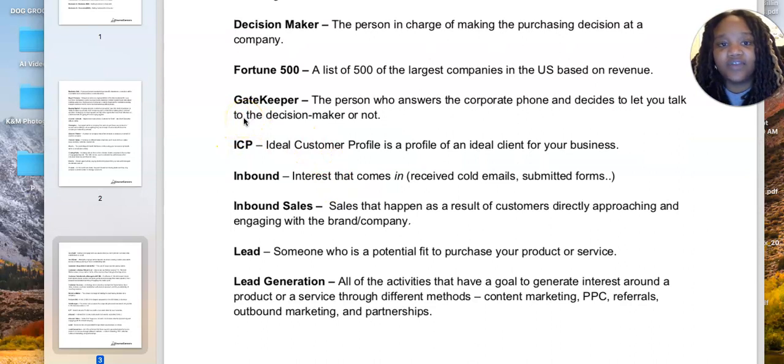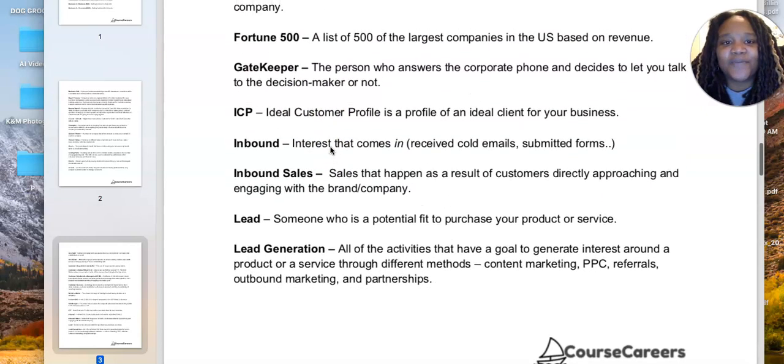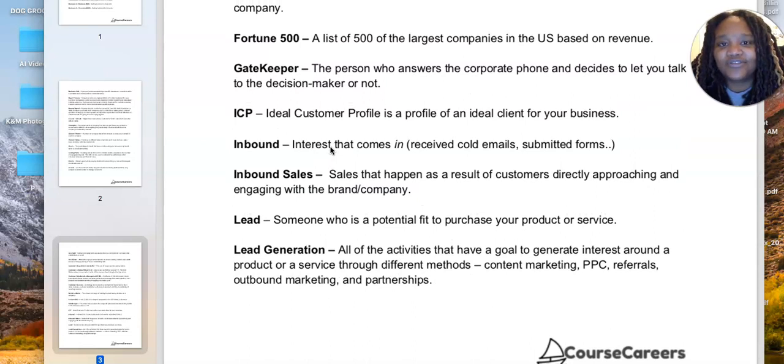Gatekeeper. Gotta love the gatekeepers. The gatekeeper is a person that answers the corporate phone and decides to let you talk to the decision maker or not. So I know in course careers, they talk about the gatekeeper and how to be nice and just be upfront, be honest, let them know who you are, and things like that. They teach you how to talk to the gatekeeper.